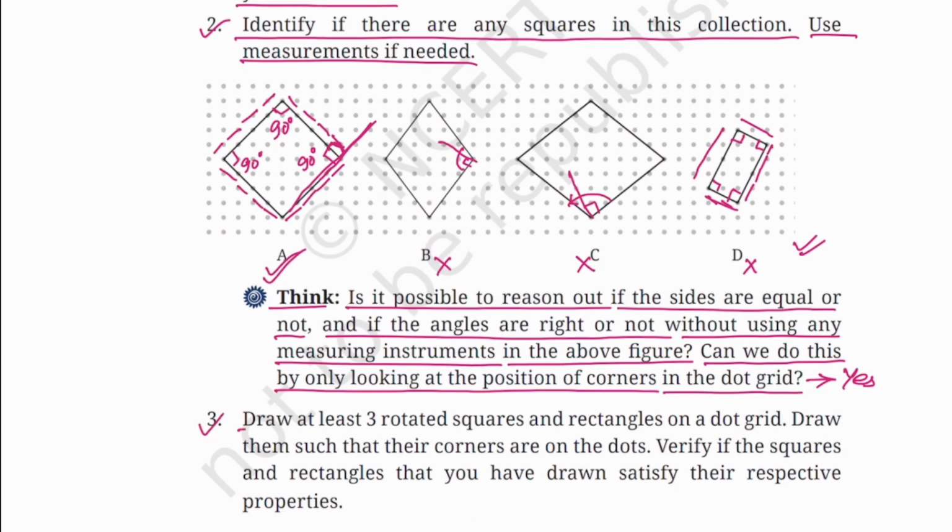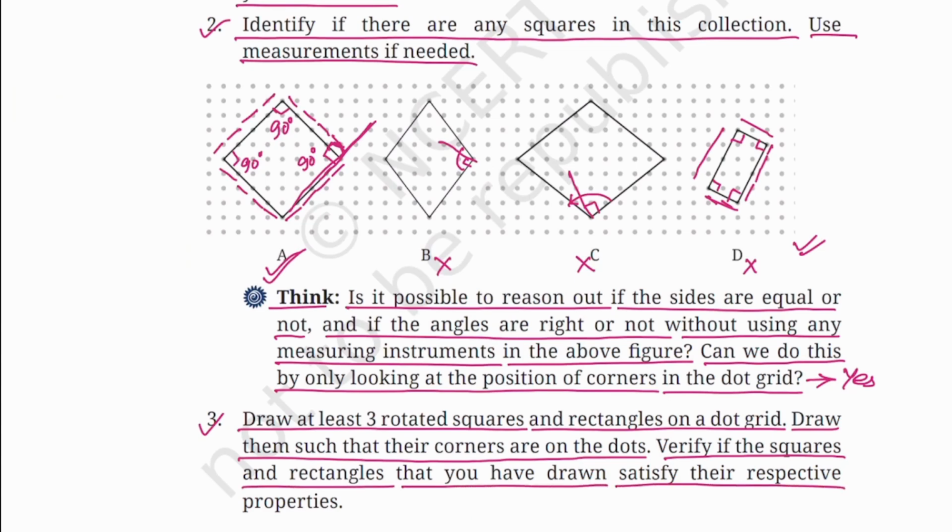3. Draw at least 3 rotated squares and rectangles on a dot grid. Draw them such that their corners are on the dots. Verify if the squares and rectangles that you have drawn satisfy their respective properties.